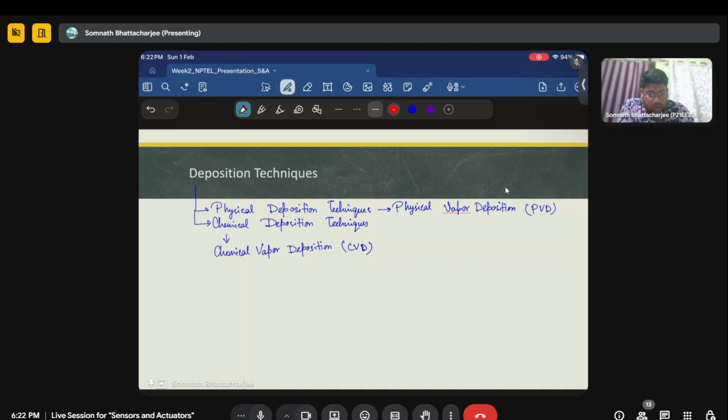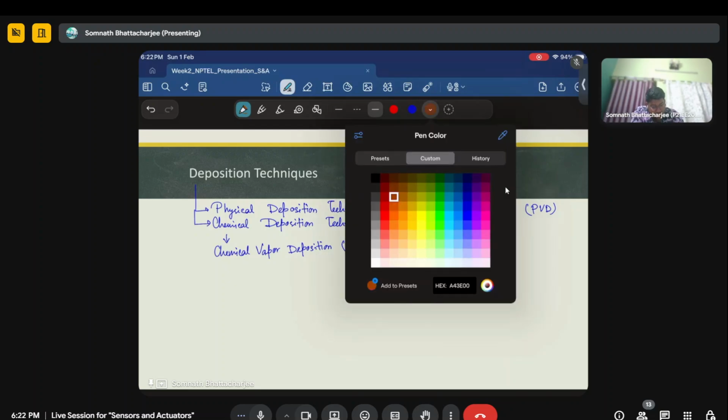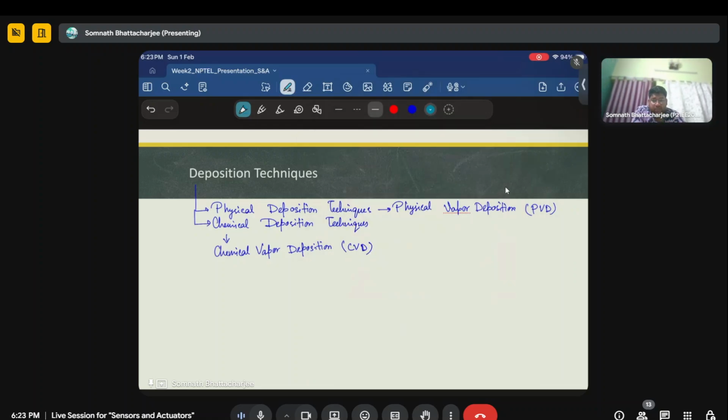Let me just use a different color, maybe something like blue. So there are several physical vapor deposition techniques. In physical vapor deposition, a vapor is physically deposited onto a substrate. So if this is your target, where you want to deposit the film, and this is your source, and you want to deposit the source material onto the target directly, you will need a physical vapor deposition technique.